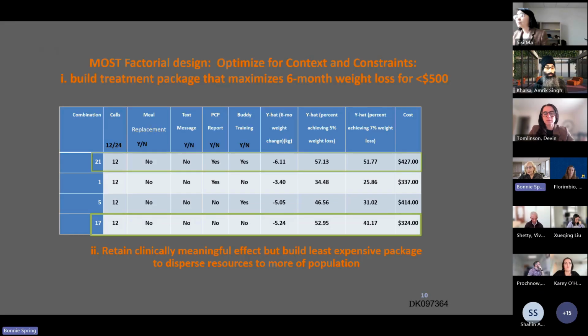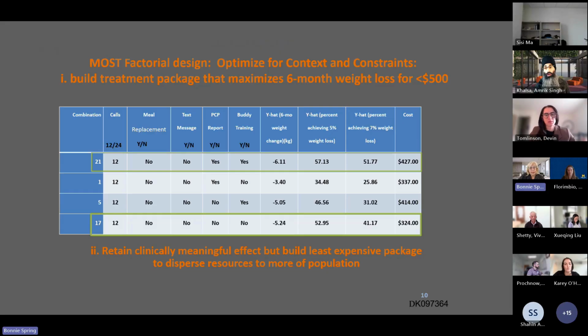Well, some of the methods that we developed are things like this, the MOST methods, the multiphase optimization strategy. And this is one of the first ones that appeared, the MOST factorial design. What it lets us do is to take those components and to turn each of them on and off and see what makes a difference, what really improves weight loss, and for what price. So this is called a screening experiment. We're optimizing the treatment for the context that we're in and the constraints that we have.